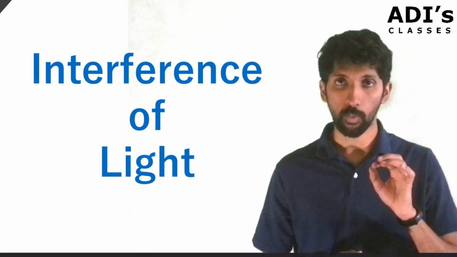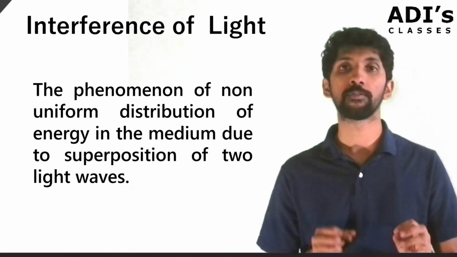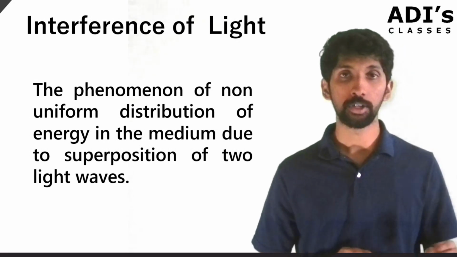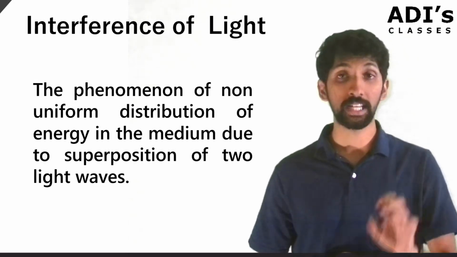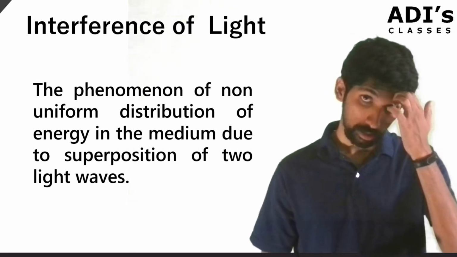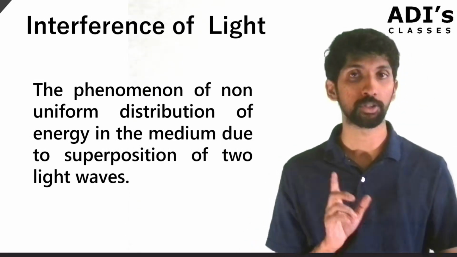Okay. So, what is interference? Like a formal definition, the phenomenon of non-uniform distribution of energy in the medium due to superposition of two light waves is interference of light. Okay. So, as the definition itself tells, it's a non-uniform distribution of energy.